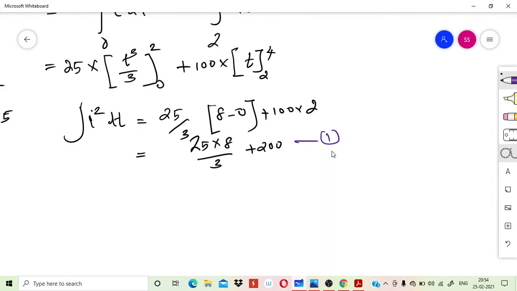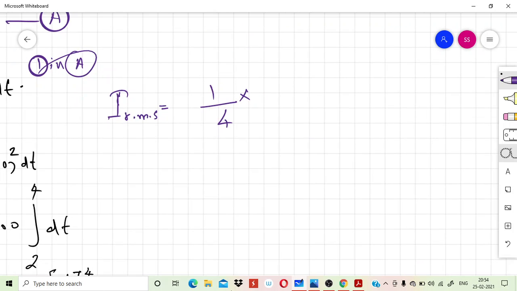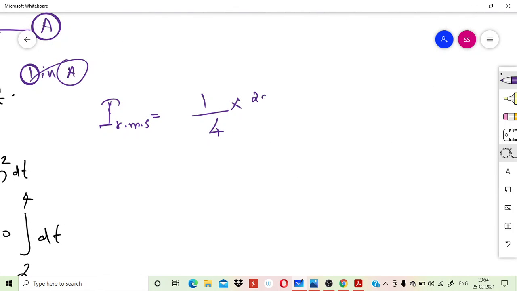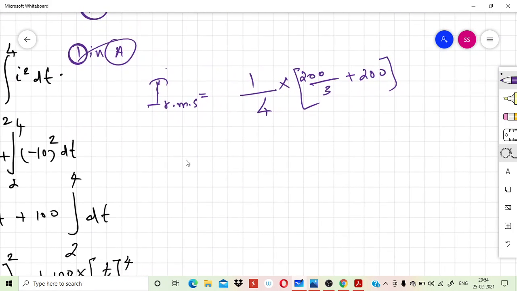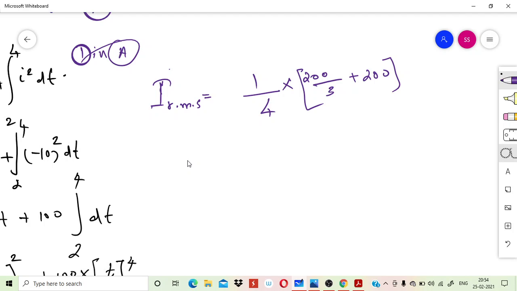Okay, 25 into 8. That means 200 by 3 plus 200. So I'm substituting here 200 by 3 plus 200. And I'm squaring on both sides. On squaring both sides, the square root will disappear. So IRMS square will be equal to this one.